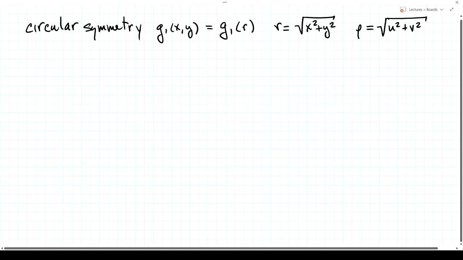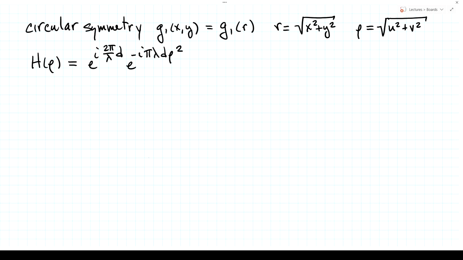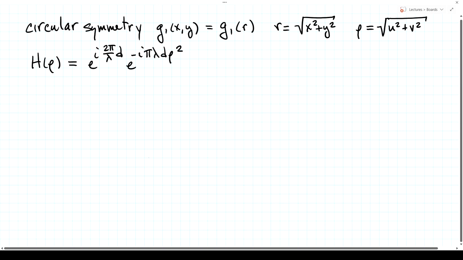And in this case, the transfer function of free space, we will write as e to the i 2 pi over lambda d, and then u squared plus v squared is rho squared, so the phase term that depends on u and v will be e to the minus i pi lambda d rho squared. And in the previous lecture, we looked at the case of two-dimensional Fourier transforms and inverse Fourier transforms when we have circular symmetry, and these reduced to a single integral transform, the so-called Fourier-Bessel transform.